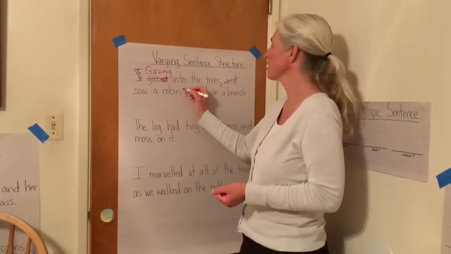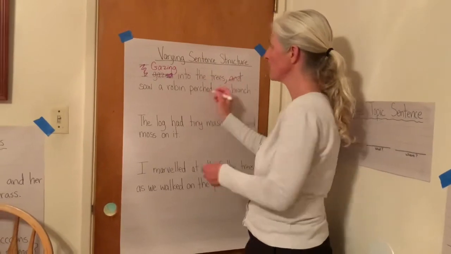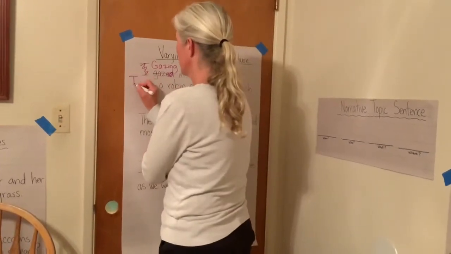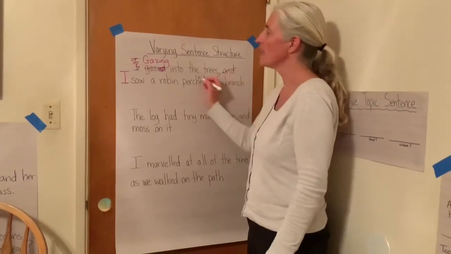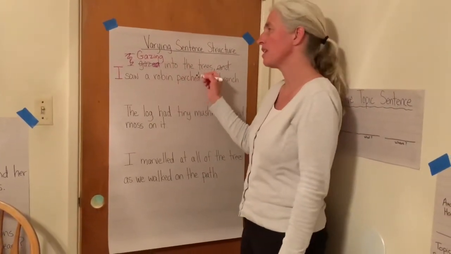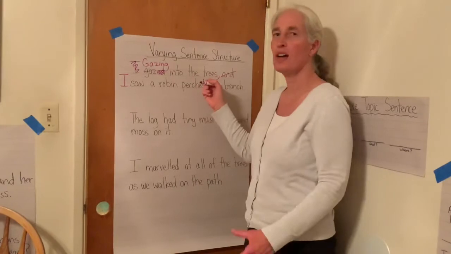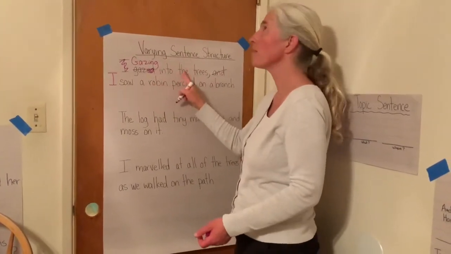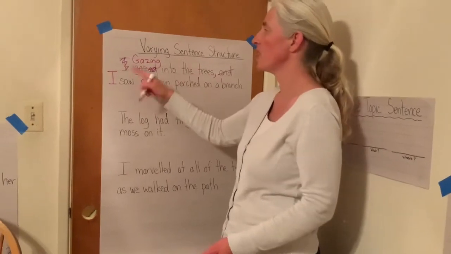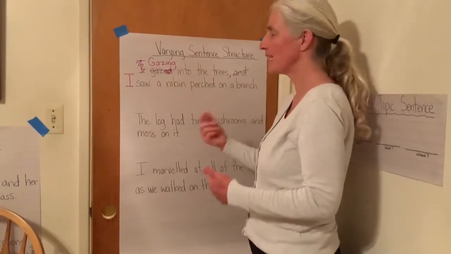I'm gazing into the trees. Gazing into the trees, I saw a robin perched on a branch. It's really saying the same thing, but it's changing the order of the words, and it's kind of giving a little more action, that I'm gazing into the trees, and it's varying the way that I'm beginning my sentences.